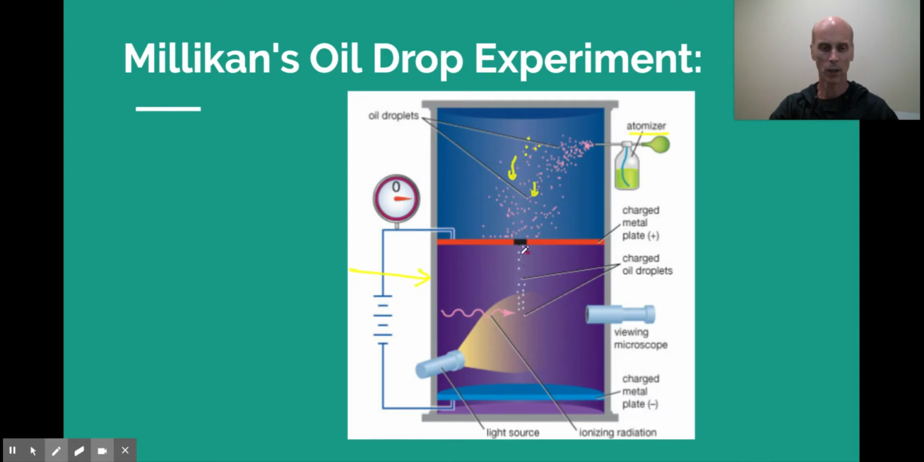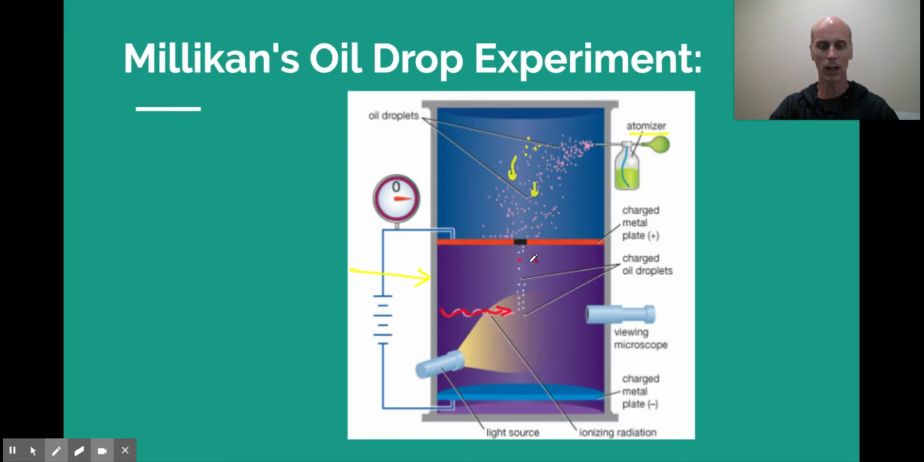In this region, the oil droplets firstly are given a charge. So if we focus our attention on a single oil droplet right there, that oil droplet was given a charge using some sort of ionizing radiation. That's kind of what's shown here.